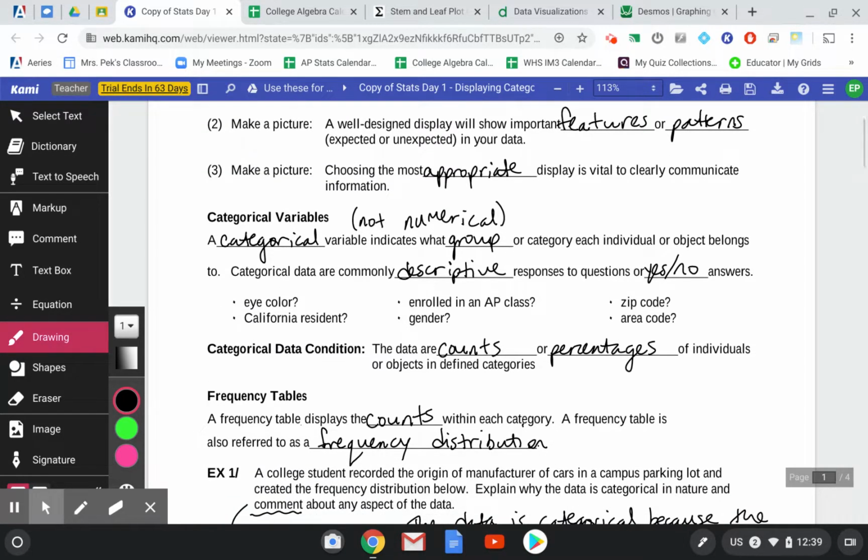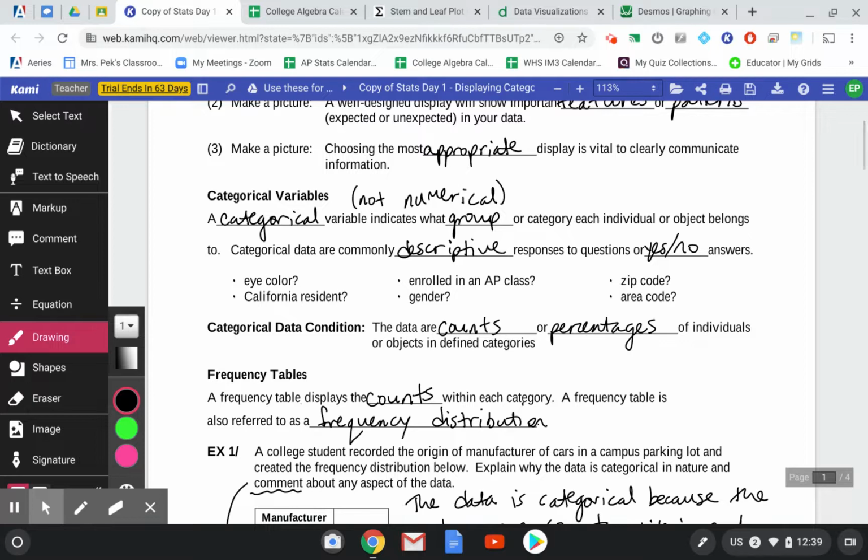All right, so a categorical variable indicates what group or category each individual or object belongs to. And the data is commonly descriptive responses, or responses to questions, or yes, no answers. So some of these examples here are like, what is your eye color? You would describe it as blue or brown, you wouldn't say 7, so it's not numerical.